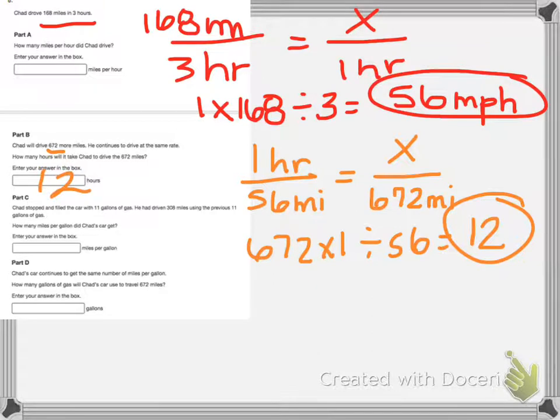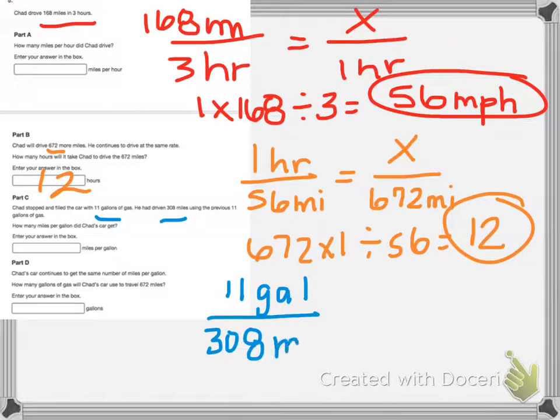Part C says Chad stopped and filled the car up with 11 gallons of gas. He had driven 308 miles using the previous 11 gallons of gas. How many miles per gallon did Chad's car get? So we know 11 gallons got him 308 miles.